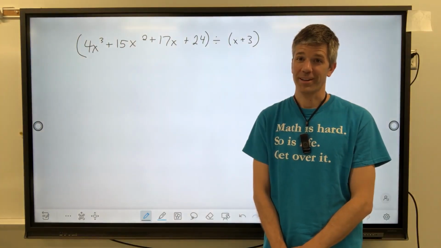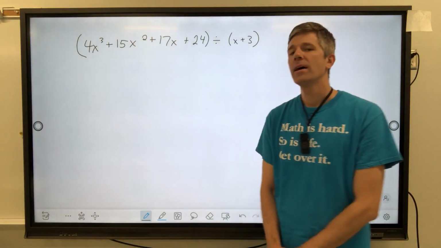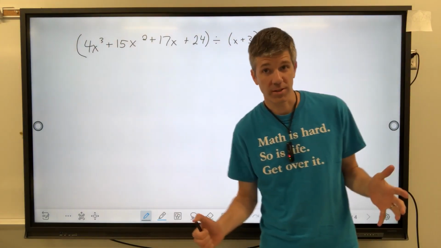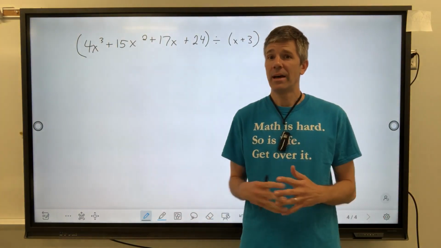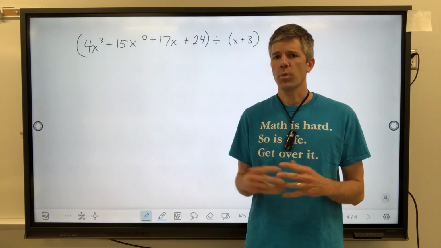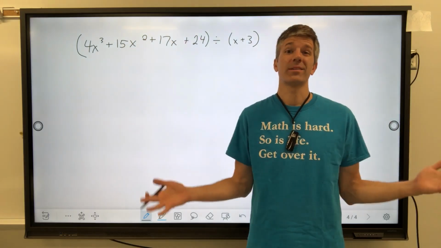Are you ready for a shortcut? Because I got one for you. So we have learned polynomial division, and it's a very lengthy process. And it's very similar to the way we would divide just regular integers.